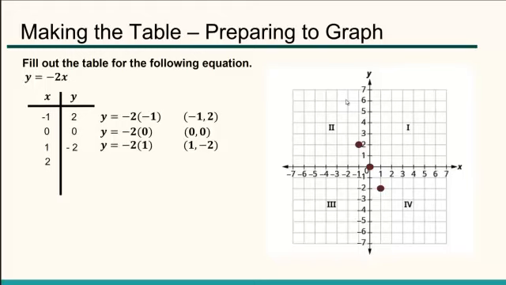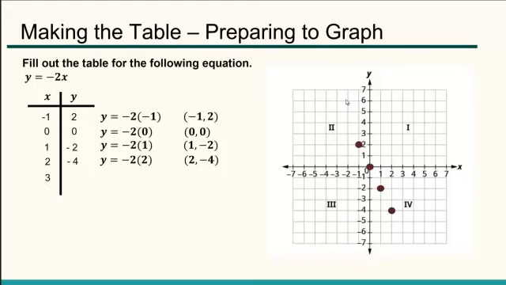Next is the point x equals 2. So I'll put that into my equation. Y equals negative 2 times 2. That's a negative 4. Plug that into my table. Write down my coordinate point. That's the point (2, -4). So I'll plot that point, go to the right 2, down 4. There it is. Lovely. Let's do one more.